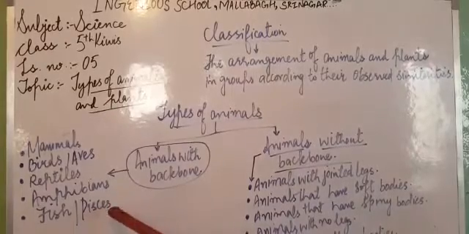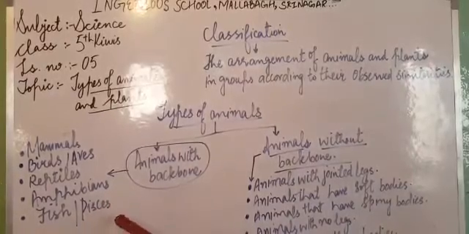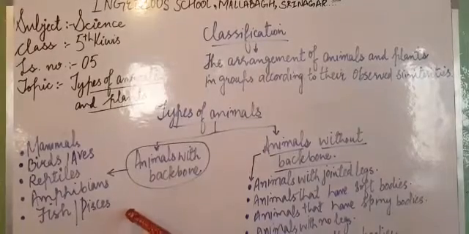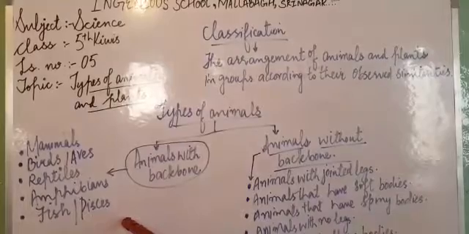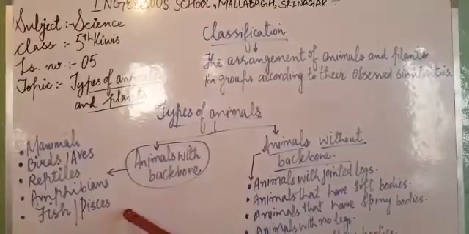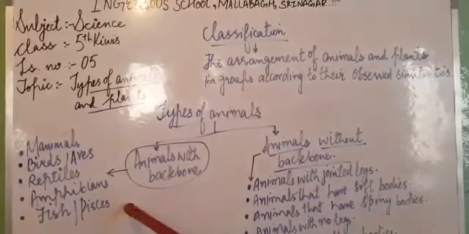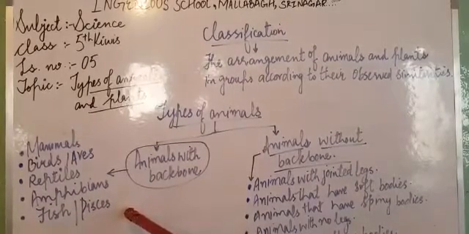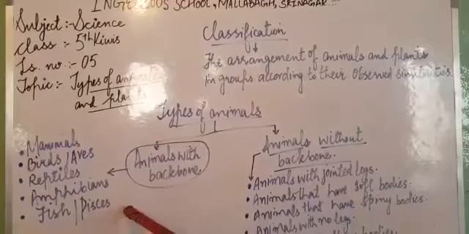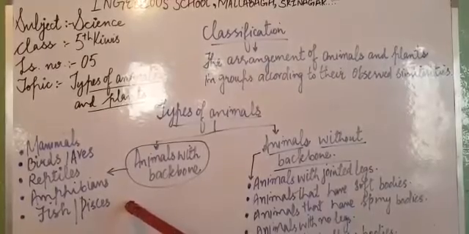Fish, another name for fish is Pisces. As you all know, fish live in water. They are aquatic animals. Fish are the largest group of animals with backbones.